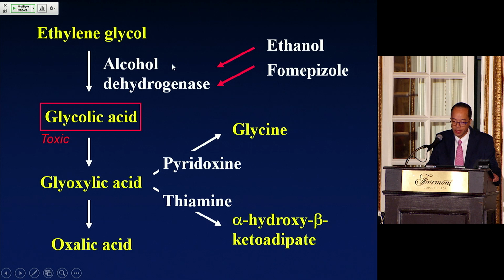So the treatment is to inhibit alcohol dehydrogenase. In the old days, we did that by giving patients ethanol. Nowadays, in this country, giving the specific inhibitor fomepizole is much more common. Glycolic acid itself can be metabolized through endogenous pathways where pyridoxine and thiamine are cofactors, so sometimes people will give these, relatively benign but unproven.